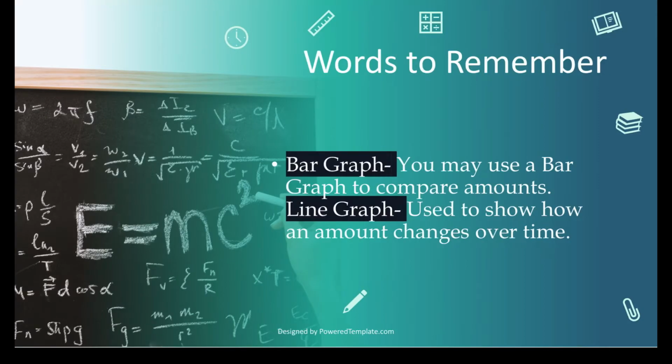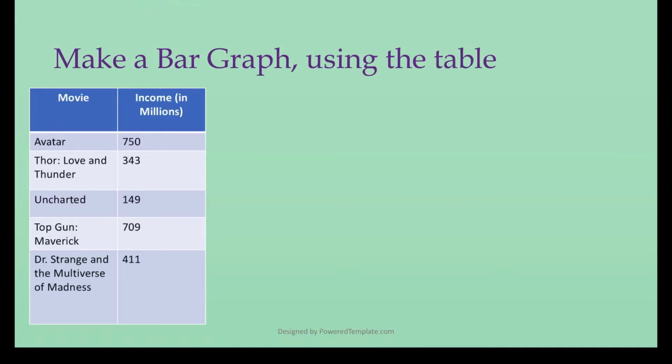Words to remember. So you have 2 main vocabulary words. You have bar graph. A bar graph you may use to compare amounts, whereas a line graph you use to show how an amount changes over time. All right, they're 2 very different things. One is to compare and one is to see how something changes. And you'll see what that looks like later on.